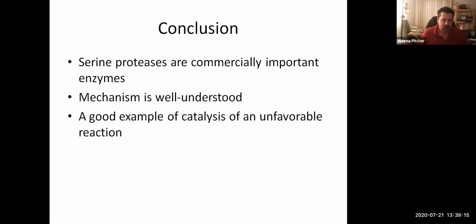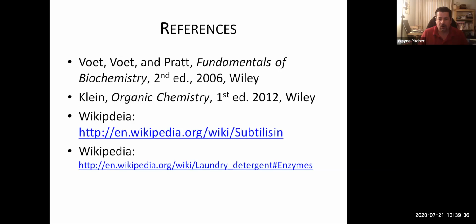So in conclusion, these serine proteases are commercially important enzymes used in laundry detergent, among other things. This mechanism is very well understood. I was able to show it to you. It's also a good example of catalysis of what would otherwise be an unfavorable reaction. If you want to look at any of the references, here they are. I have a couple of textbooks, and the Wikipedia pages on subtilisin and enzymes in laundry detergents are actually pretty good.